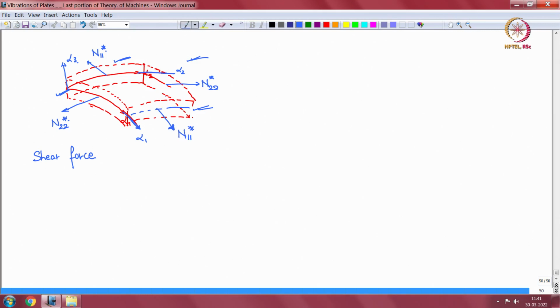They will be, let me use the blue color. So this is a shear force resultant. It is on the 1 phase in the 2 direction. So this will be N12. Similarly, there is a shear force resultant N12. This is on the 2 phase in the 1 direction. So this will be N21, and that will be N21.